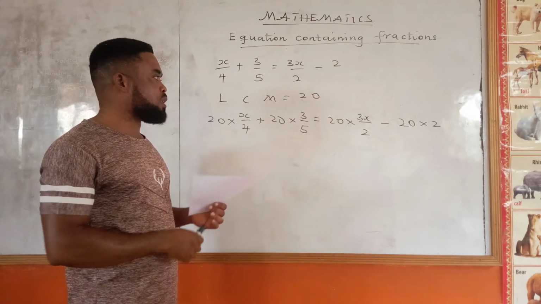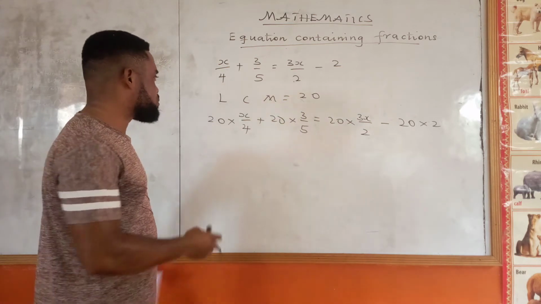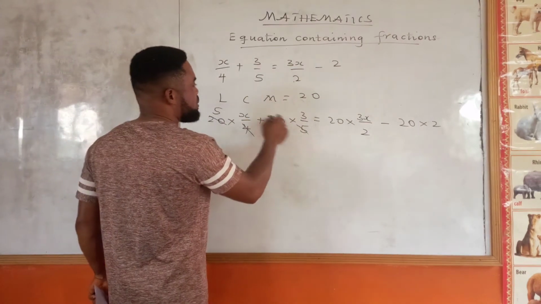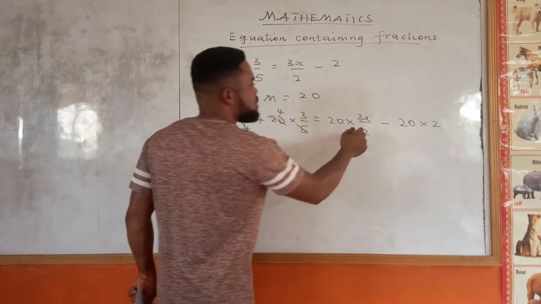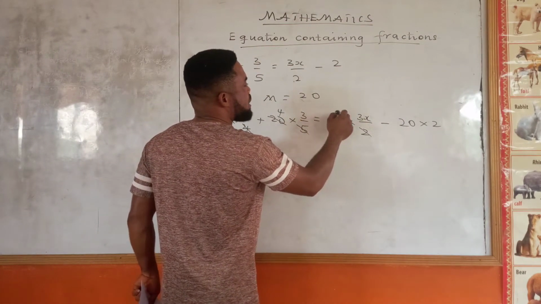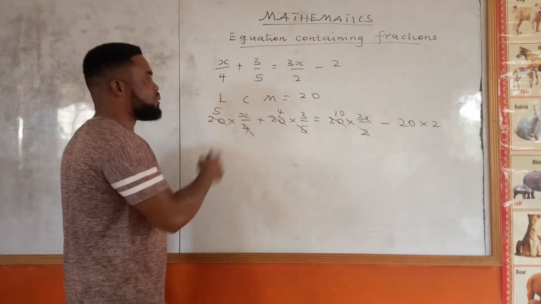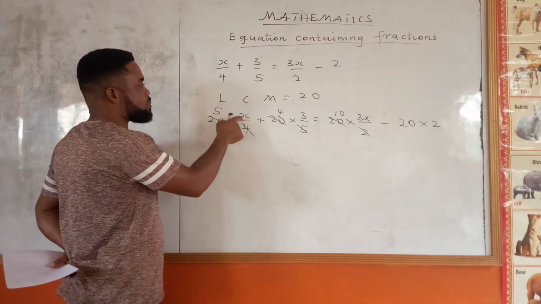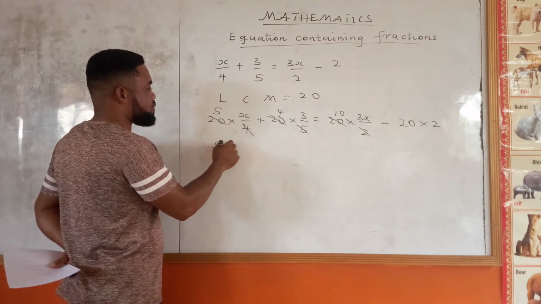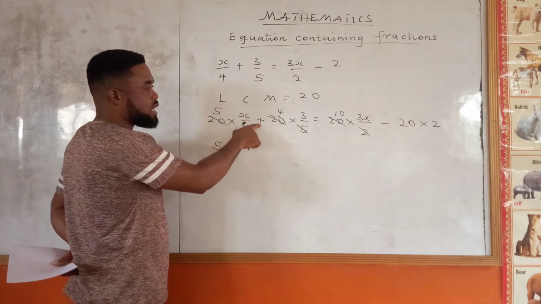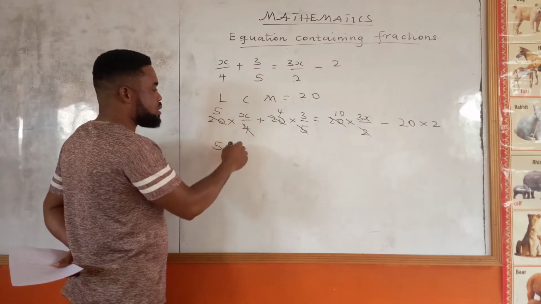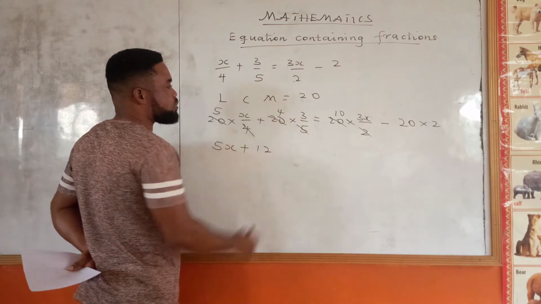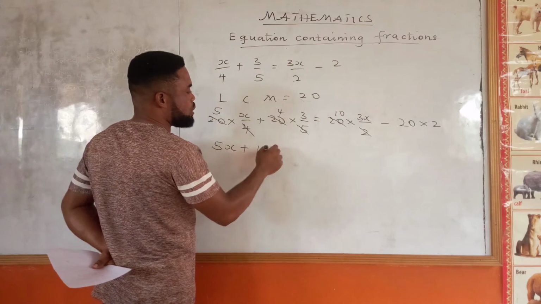So now let's simplify. 4 here will divide here 5 times. 5 here will divide here 4 times. 2 here will divide here how many times? 10 times. Then we can rewrite the equation. So we have 5 multiplying x, so we are going to have 5x. What is here? Addition sign. Plus 4 multiplying 3 will give us 12.